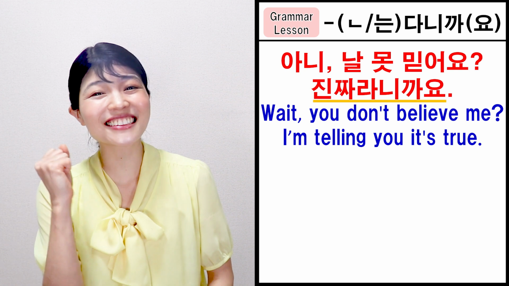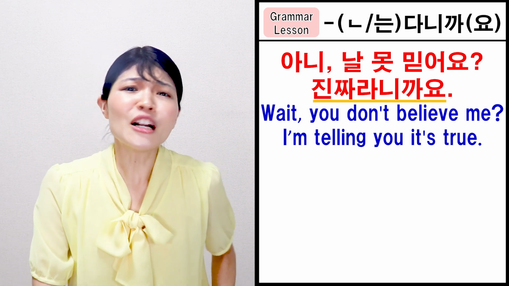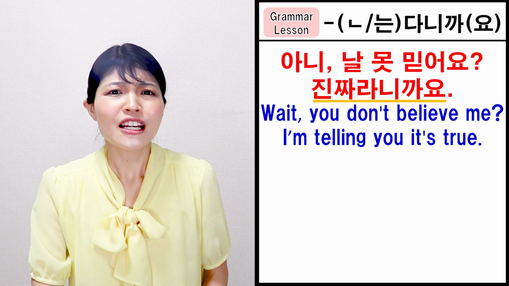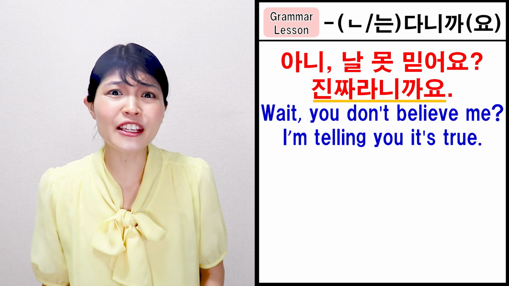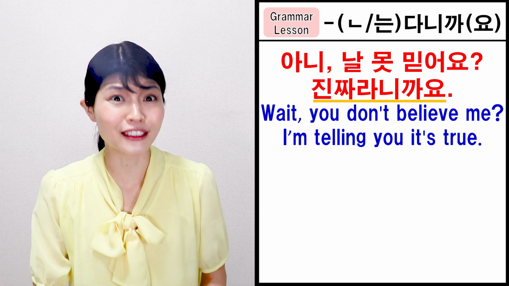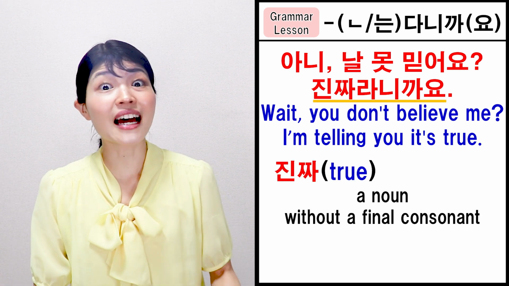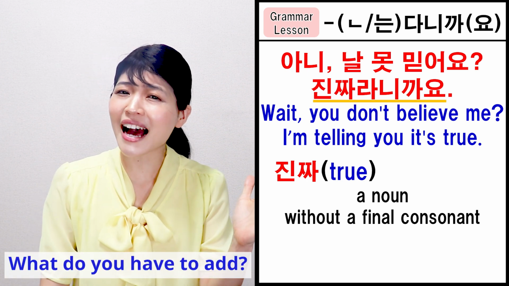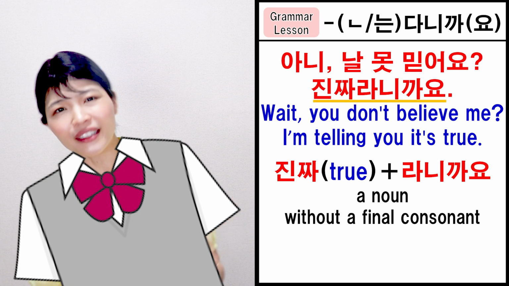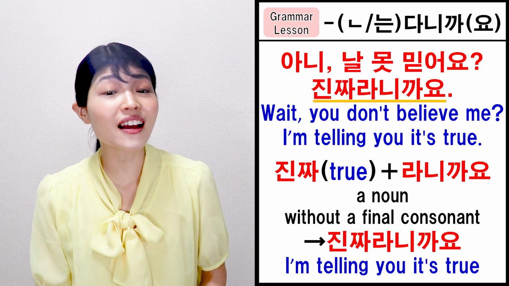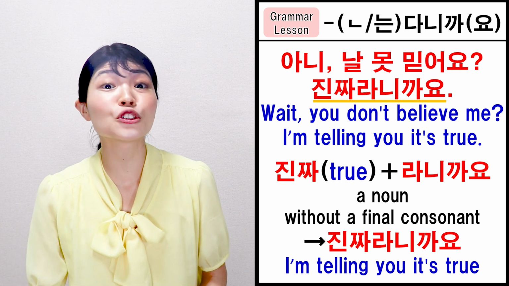Let's look at the next sentence. 아니, 날 못 믿어요? 진짜라니까요? Wait, you don't believe me? I'm telling you it's true. You might use this kind of sentence for your friend, right? Here, 진짜, true, is a noun without a final consonant. So what do you have to add? 라니까요. Yes, you add 라니까요 to make 진짜라니까요. I'm telling you it's true.